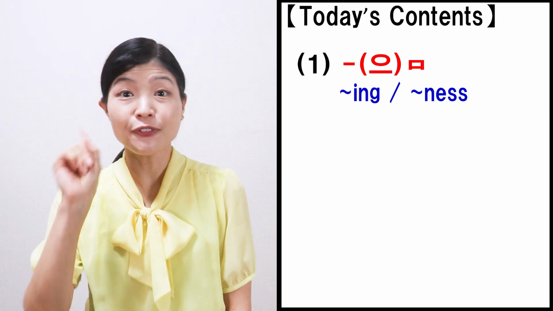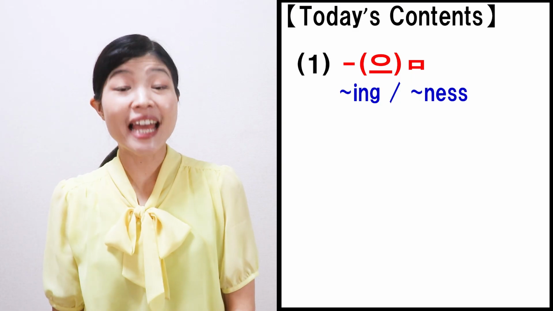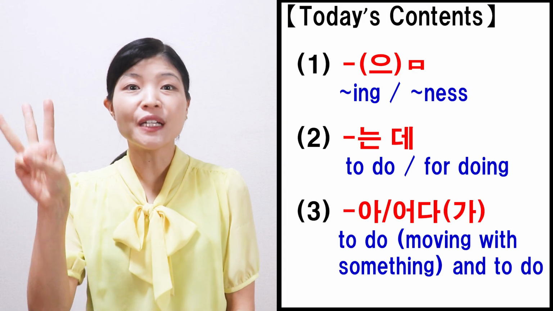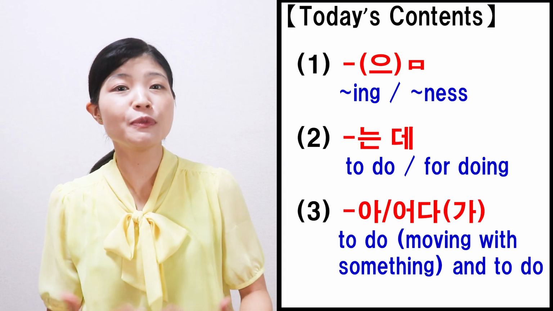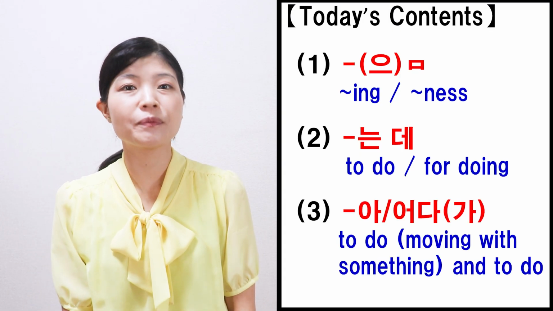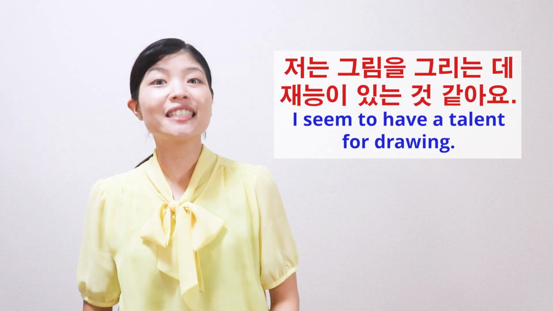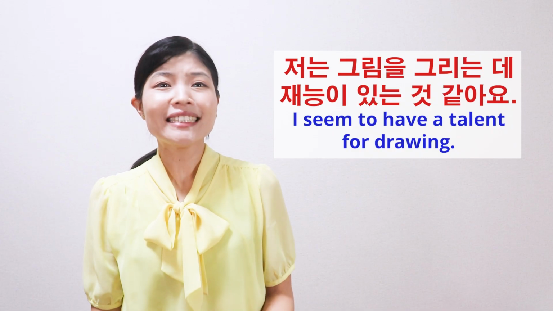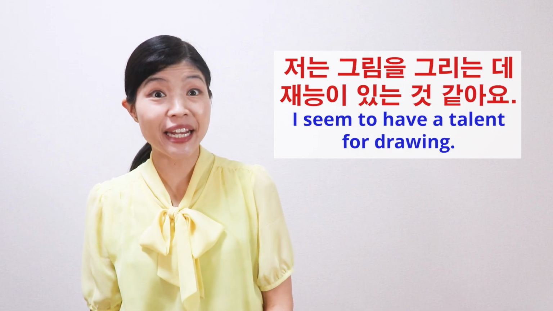Today's grammar is first, 미음, ing, ness. Second, 는데, to do, for doing. And third, 다가, to do, moving with something, and to do. If you learn today's grammar, you can say it like this. 저는 그림을 그리는데 재능이 있는 것 같아요. I seem to have a talent for drawing.